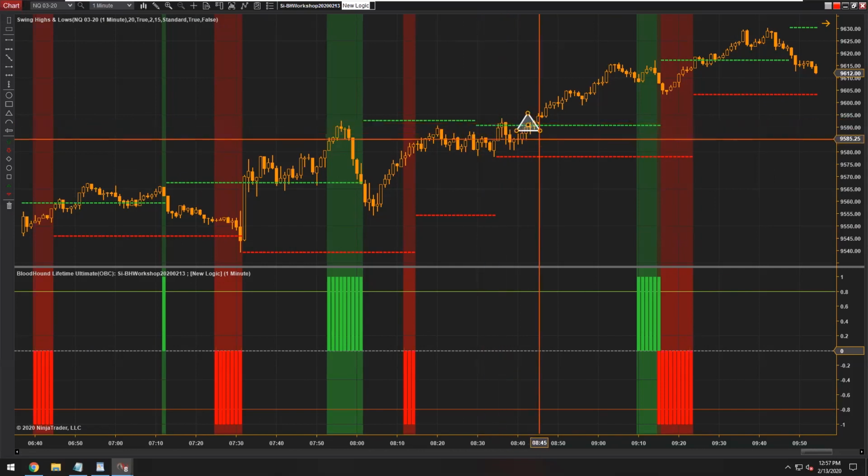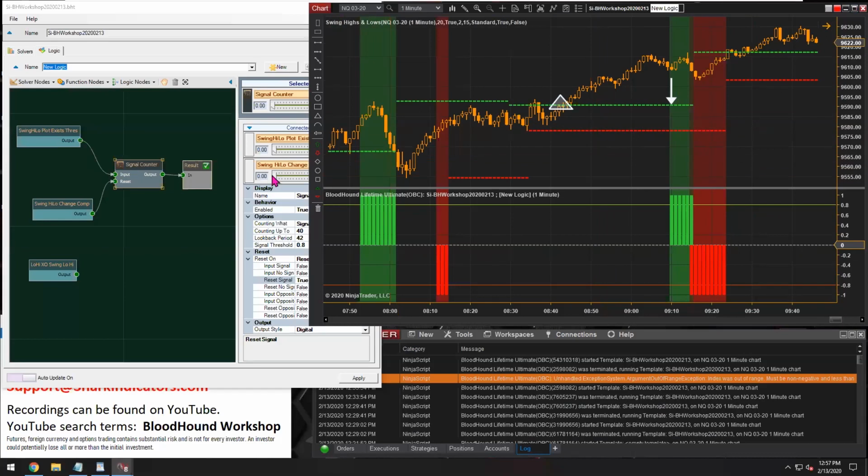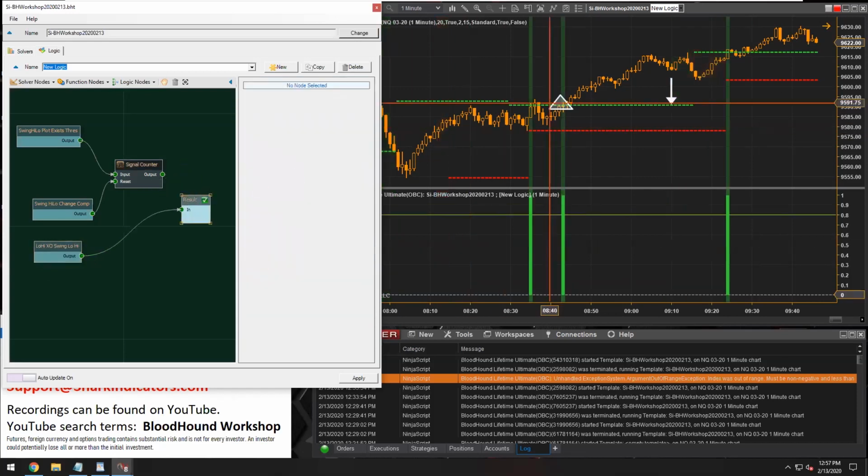Price broke this swing high, but we are getting an output here and an indication that the swing high has existed for 40 bars. So we need to correct for that. So remember, we have this solver here that is identifying that price has broken that swing high. Yeah, it's broken that swing high.